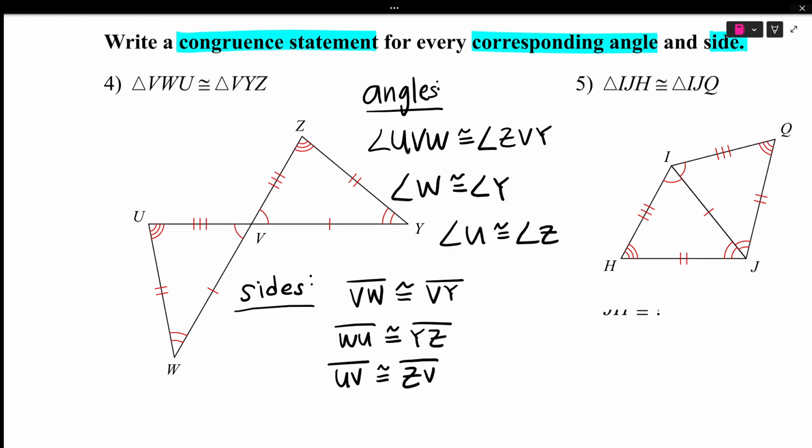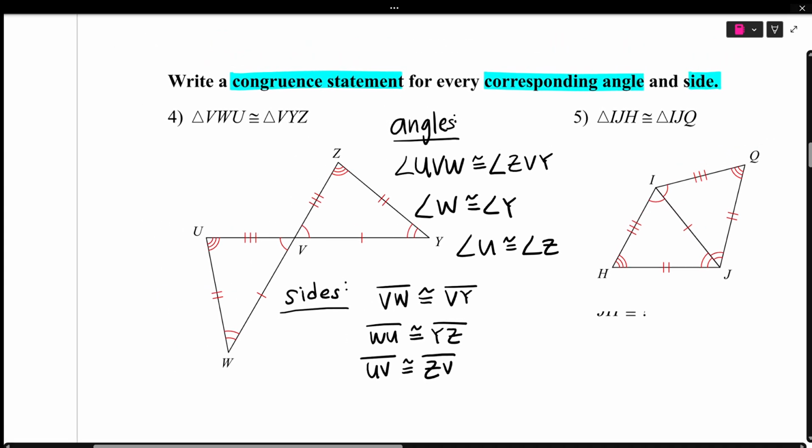Okay, and all we're doing is writing congruent statements. You need practice with this because you're going to be reading this a lot. You're going to be writing this a lot in your proofs. So you just have to know what these mean. Okay, I'm going to keep going. 5 and 6 is very similar.